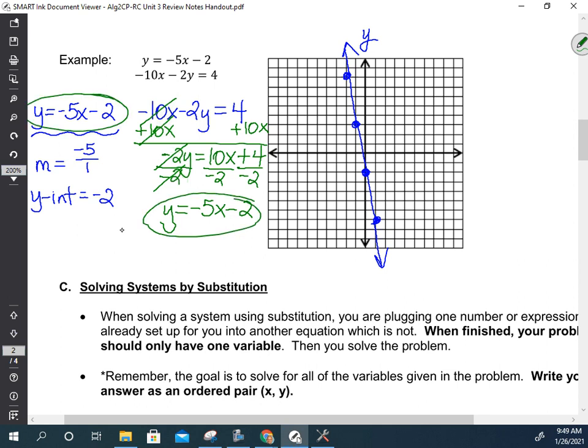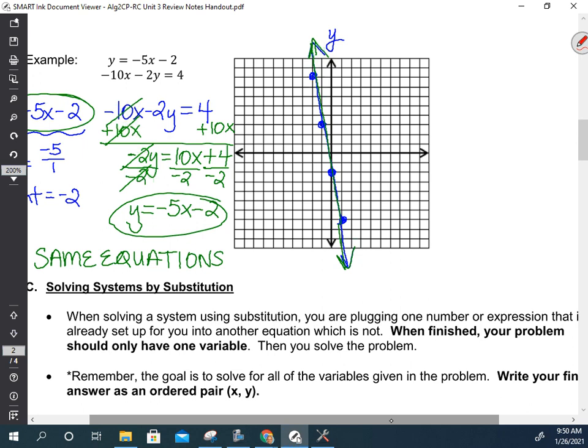What do you notice? That same equation. Same equations. So there's no sense in graphing it twice. It's the same thing. All you would be doing is tracing the same line.